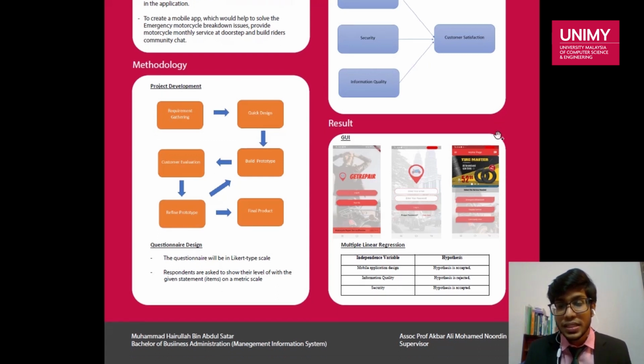Now I'm going to explain about the result. This will be the basic GUI, and I'll explain more about it in the next section. And down there we can see multiple linear regression. I have used the SPSS software using all the data which I have collected from the questionnaires to run and check whether my hypotheses are accepted or rejected. Based on the result, two of my hypotheses are accepted and one is rejected. Now let me show more deeply the app which I have developed.